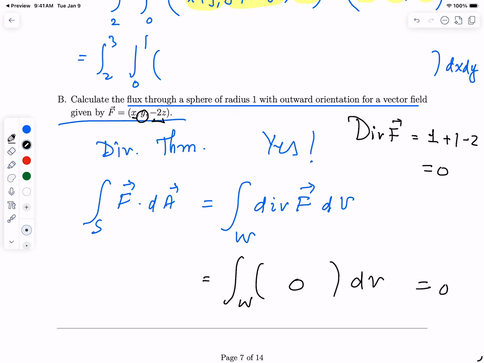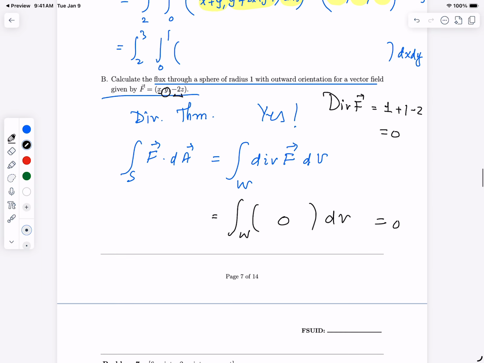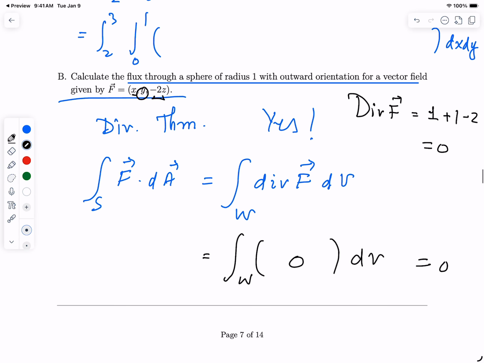Sometimes maybe you get questions like this. But obviously it is not explicitly mentioned what to use, but you can think of it: the vector field is good, the surface is smooth, everything is good. You are computing the flux through a closed surface. So you just integrate the divergence over the whole region in 3 space. How can you tell it's a closed surface? It's a sphere of radius 1, closed. Okay.